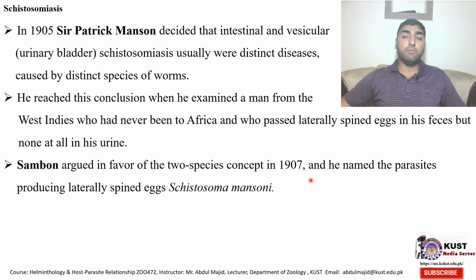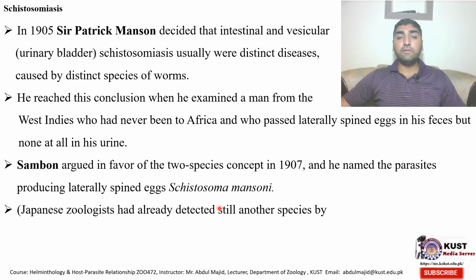Actually, at the start they knew it as Schistosoma haematobium, and it was first discovered in the urine. But later eggs were also discovered in the fecal material. So there was disagreement between the scientists. Some accepted one species, while others did not agree and held that these are two separate species. But in 1907 Sambon clearly stated that these are different, and he named it Schistosoma mansoni.